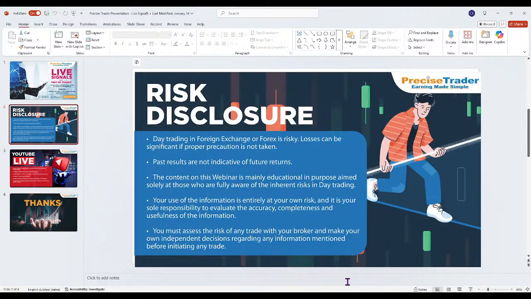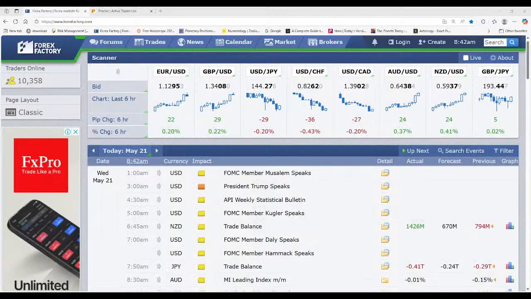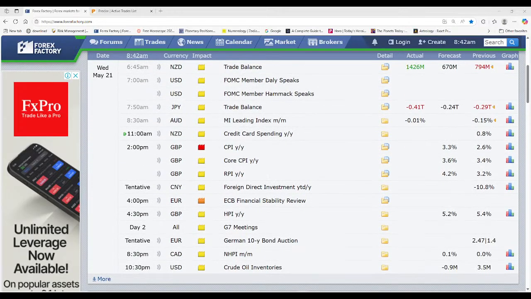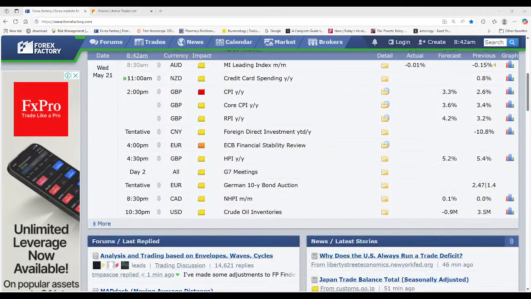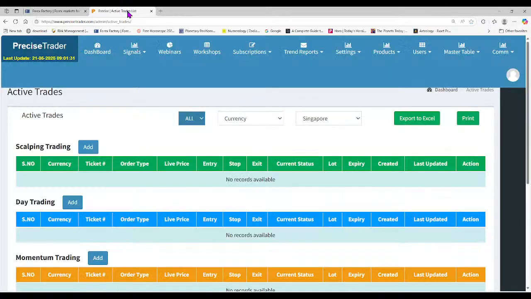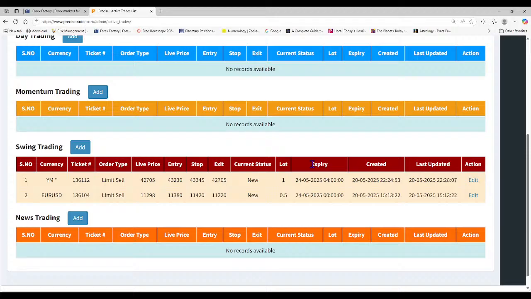Okay, now with that, I think we move on to the key data that is going to be out today. We are getting a pound CPI at 1400 hours, and we don't have any data from the US for today. As far as the trade open is concerned, we don't have any open trades.